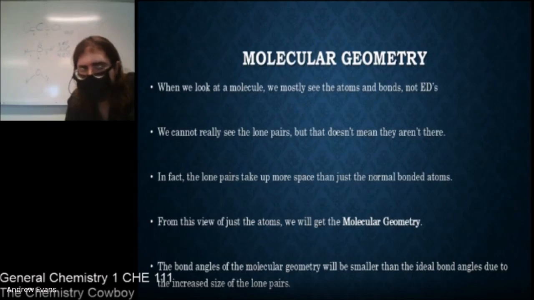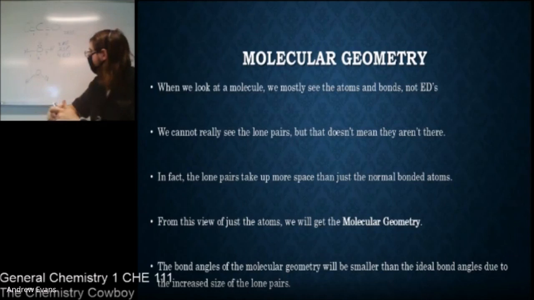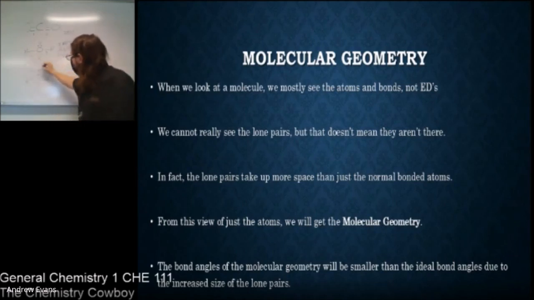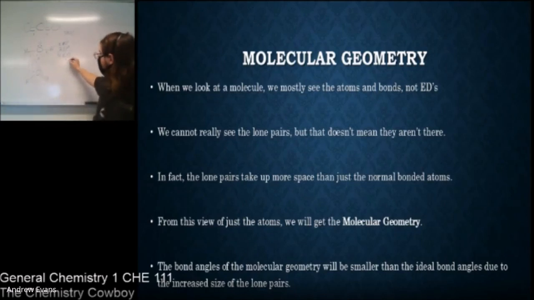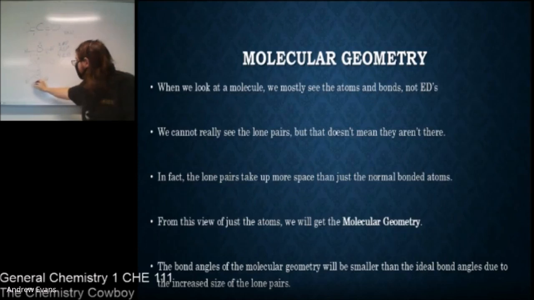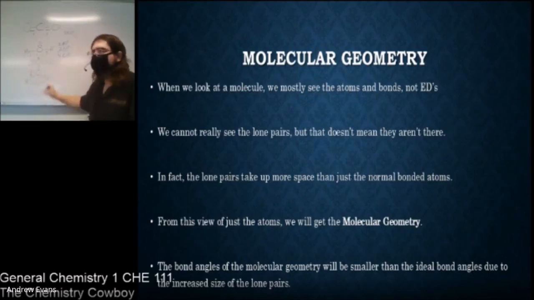The bond angle of a molecular geometry will always be smaller than the ideal bond angle due to the increased size. But when we look at this, I look at water. We're going to have a big lone pair cloud, two Mickey Mouse ears of a lone pair in here. The idealized bond angle of tetrahedral is 109 or 109.5. This actual bond angle will be less than 109.5 because these guys are big, fat lone pairs, and it's going to push the bonds together.